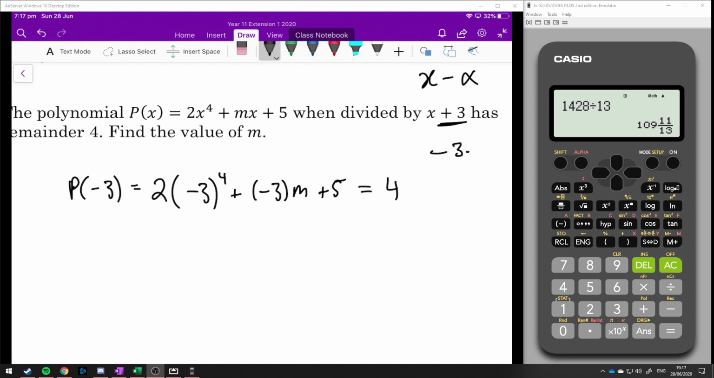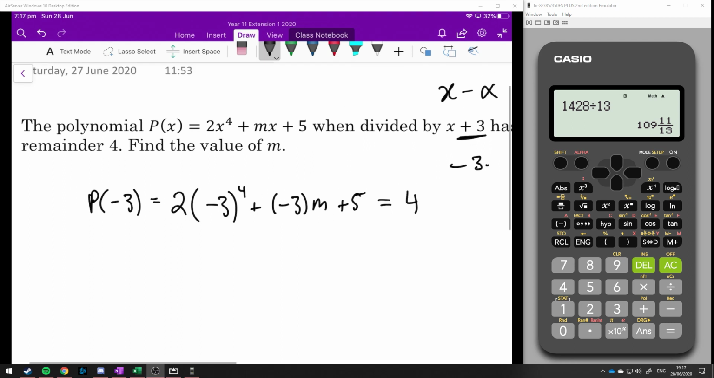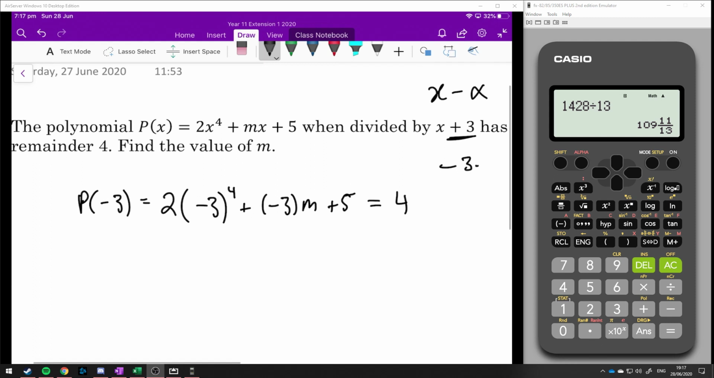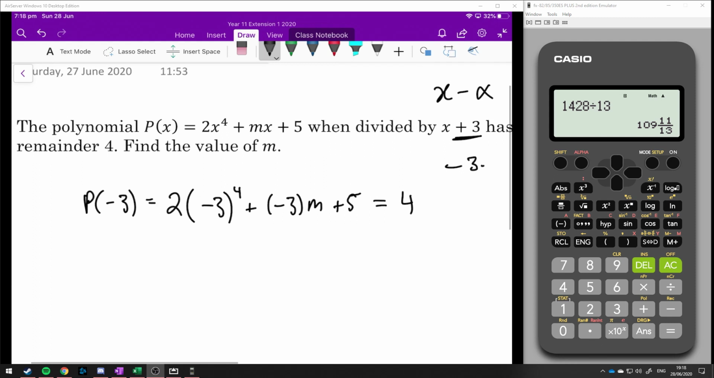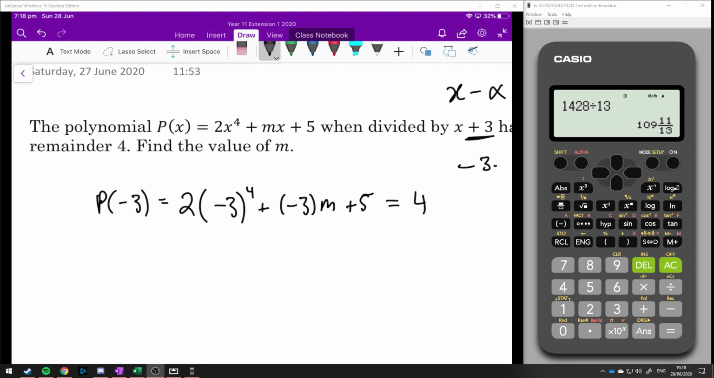So using that remainder rule, which is if I take p of the value at the end of my linear factor and substitute it in, it's going to give me the remainder. But if I've been told what the remainder is, I can make the equation equal to 4, and then I can find what that missing value is.